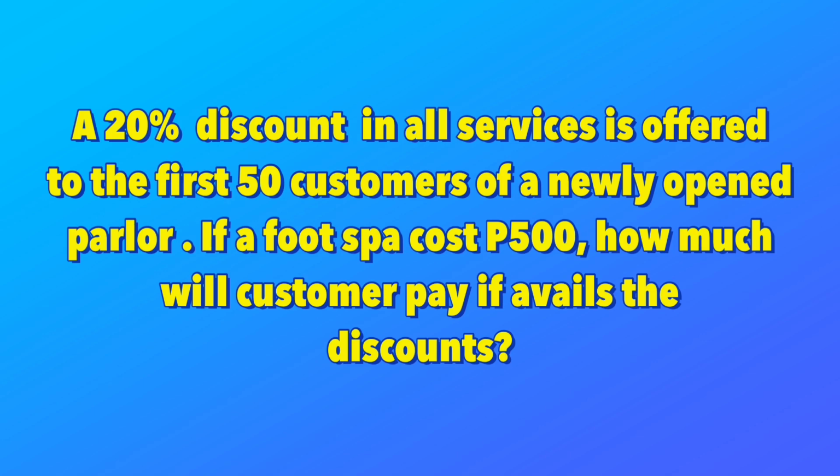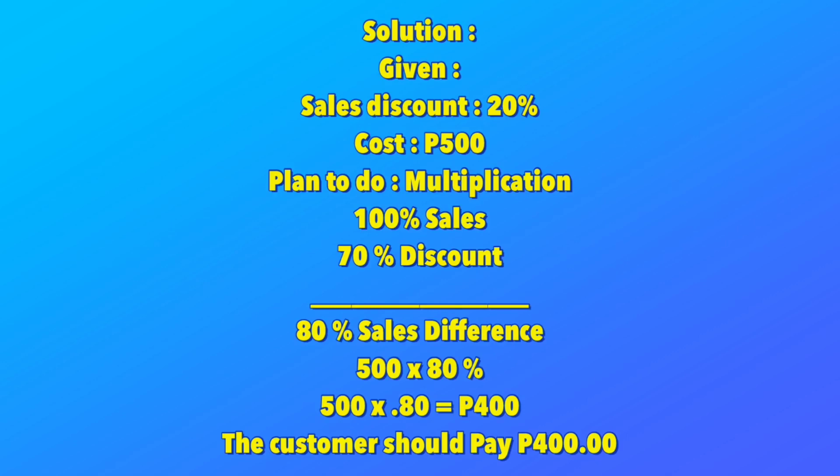Okay, so first we're going to write down all the givens so that we can analyze what we're going to do. The sales discount given is 20% and the cost is 500. And plan what to do. So we're going to multiply. But before we multiply, we're going to subtract 100% minus the 20% discount. So the remaining is 80%, which is called the sales difference.